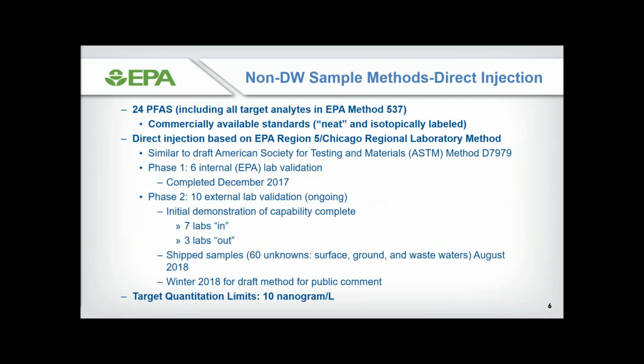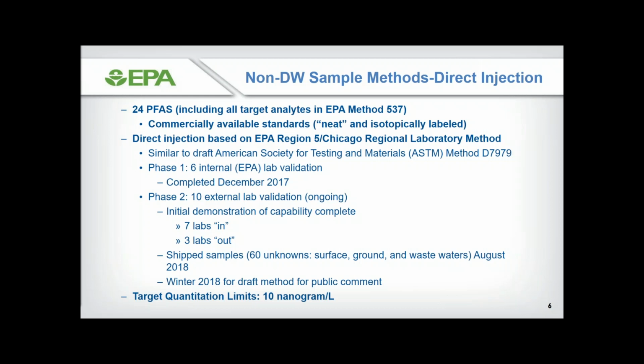The direct injection method, 8327, includes 24 PFAS analytes, including all the target analytes in method 537. There are commercially available standards both for the neat or native compounds as well as isotopically labeled compounds. It is based on an EPA Region 5 standard operating procedure out of the Chicago Regional Laboratory. It is very similar to the ASTM method D7979.